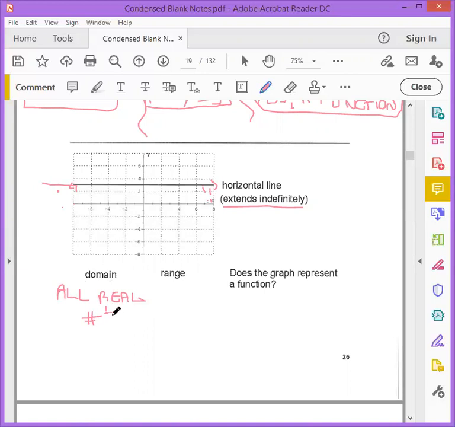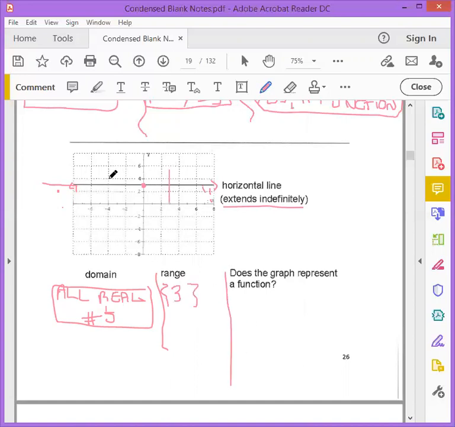Now what about our range? Let's look at our possibilities for the y coordinate. Where does this graph intersect the y-axis? It's right here at 3, and that's the only point that it intersects. So our range could only be 3.